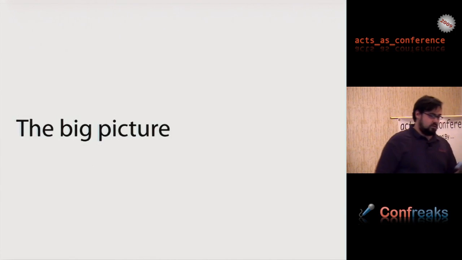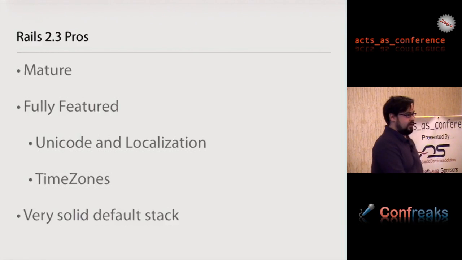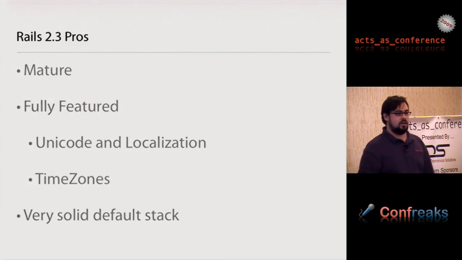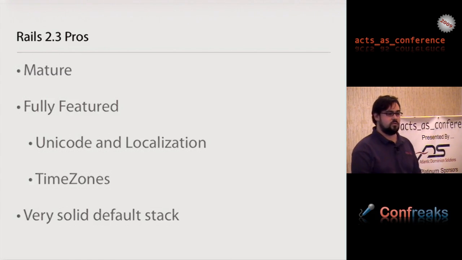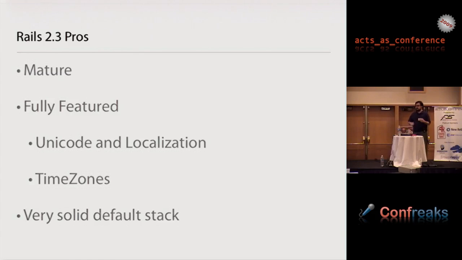So what's the big picture? The big picture is that before when we had Rails and Merb, Rails had some pros to it. It's been around for 5 years. It has a lot of features. Most recently added are Unicode, localization, time zones, and it has a pretty kick-ass default stack. David talked about this this morning. Rails really focuses heavily on having a unified experience that anybody can come to, and pretty much you know what Rails is. It has this really good notion of convention.